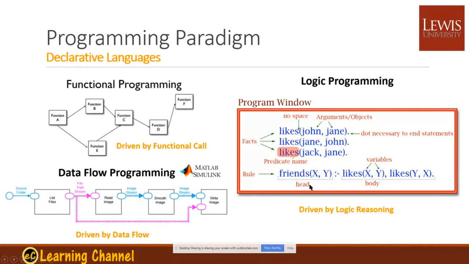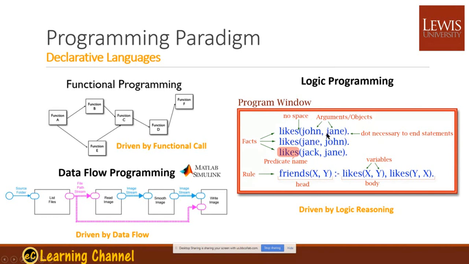And this rule can be verified by another rule or by the facts. So here are the facts: Jiang likes Jane, Jane likes Jiang, and Jack likes Jane. If we ask whether Jiang and Jane are friends, we put X and Y over here, one is Jiang, one is Jane. Then we evaluate the system: Jiang likes Jane and Jane likes Jiang. Yes, we found the two facts, Jiang likes Jane and Jane likes Jiang.